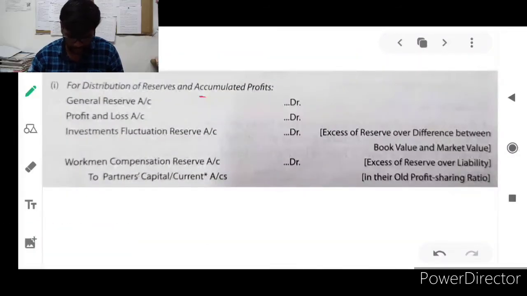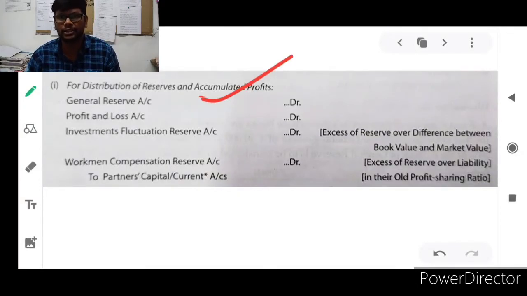For distribution of reserves and accumulated profits. So reserves are going to be distributed to all the partners, including the retiring partner. At the same time, accumulated profits. For so long, 3 years or 5 years, the firm has not distributed its profit to all the partners. So now they are going to distribute those reserves and accumulated profits to all its partners. All are favorable items, accumulated profits or reserves, so everything is going to the credit of the partners' capital accounts.